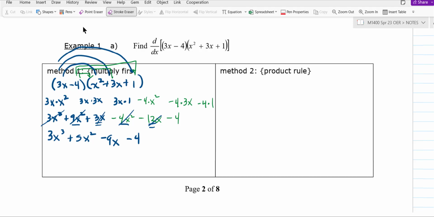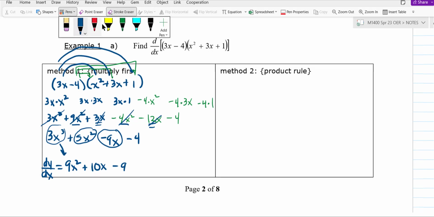Now hopefully we're at the point where we can just figure out what the derivative is in our head. So what's the derivative of 3x to the third? 9x to the second. Good. What's the derivative of 5x to the second? 10x. What's the derivative of minus 9x? Okay, and what's the derivative of 4? 0, so we don't have to write that down.